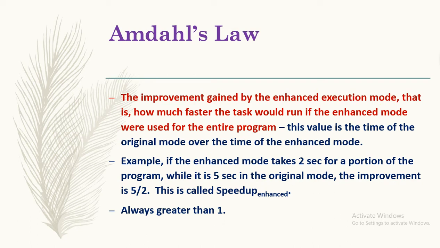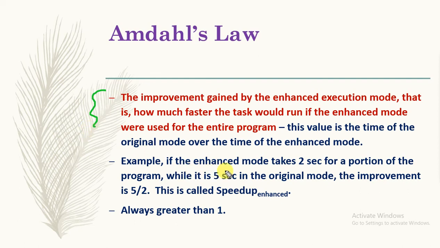The second factor is the improvement gained by the enhanced execution mode, that is, how much faster the task would run if the enhanced mode were used for the entire program. Some portion of the task gets improved, so the performance gain of the entire program improves. This value is the time of the original mode over the time of the enhanced mode: before the enhancement, what was the time taken, and after, what is the time taken.